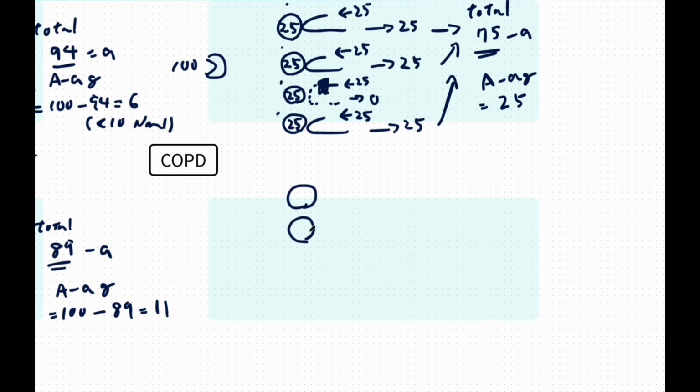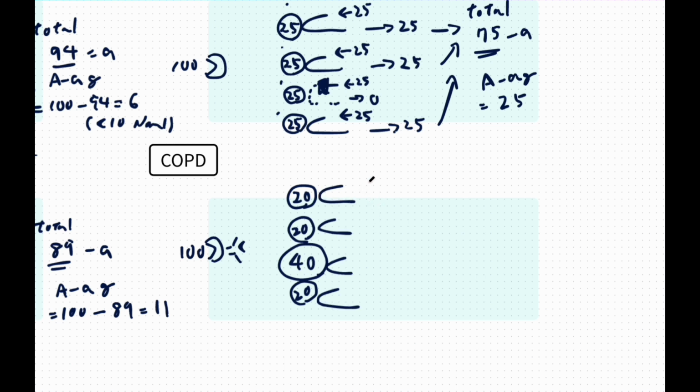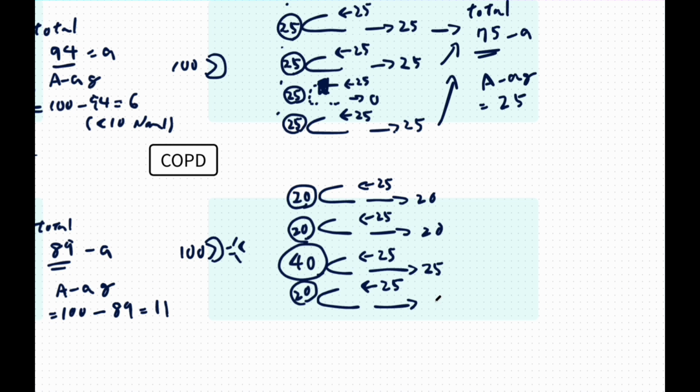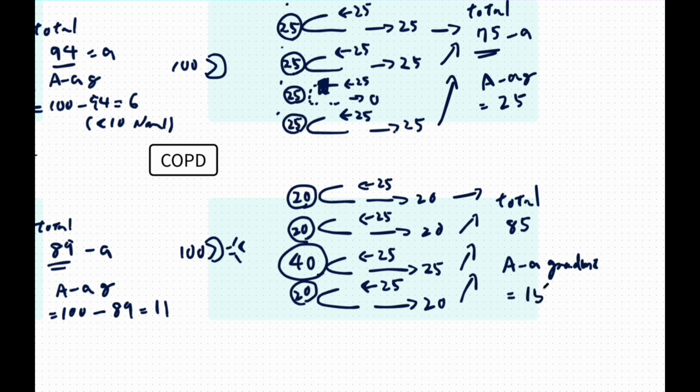Next, COPD. Destruction of alveolar walls leads to enlarged alveoli. Some receive excessive ventilation, for example, 40 units, so the others are 20, 20, 20. But perfusion is limited even in enlarged alveoli, so uptake is kept at 25 there, and the others are all 20, even though their perfusion can deliver 25 units. Totals may reach 85, yielding a gradient of 15. COPD is a representative VQ mismatch disorder.